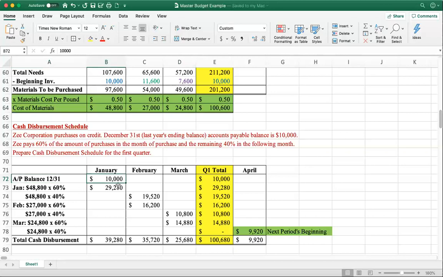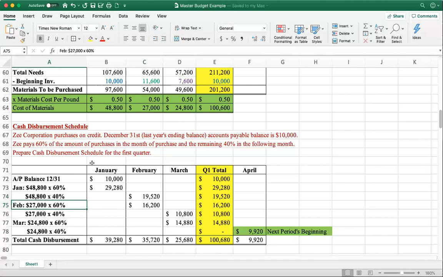And then the first month's purchases are 48,800 from your production budget. So we copied here 48,800. 60% is paid in the month of purchase, which is January. 40% is paid in the month following the purchase, which is February. So 40% of 48,800. You do the same thing for February. Your purchases are 27,000.